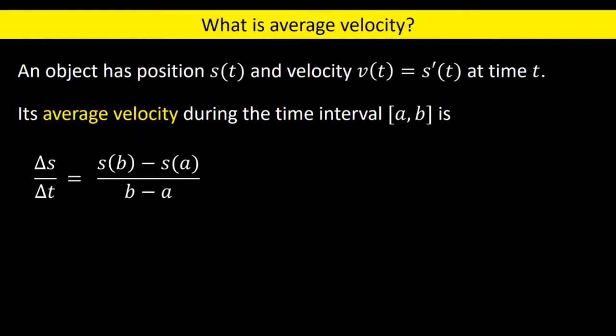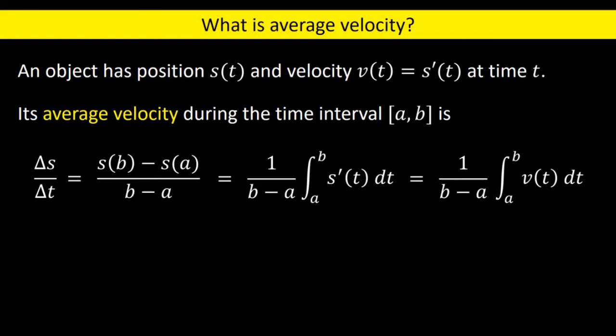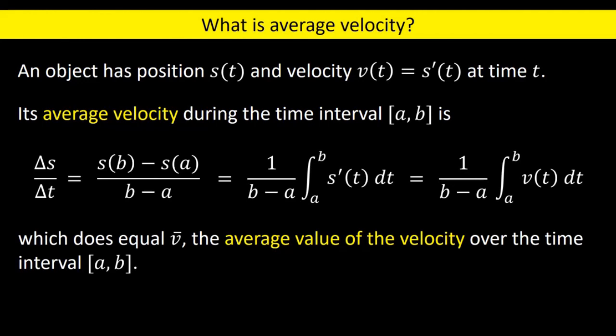Well, as it turns out, these are just the same thing, because by part 2 of the fundamental theorem of calculus, the integral of s prime of t from a to b is just s of b minus s of a. That's part 2 of the fundamental theorem. And this is just the integral of velocity v of t from a to b. And everything here is divided by b minus a, still in the denominator. So this really does equal our definition of the average value of v of t over the time interval ab.